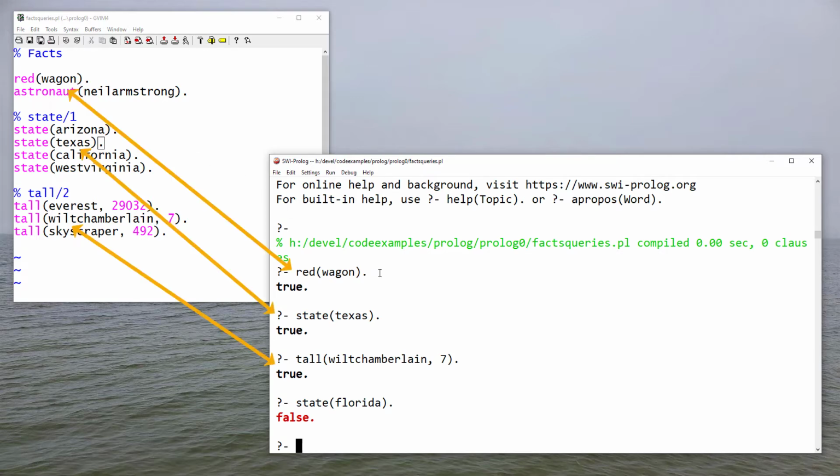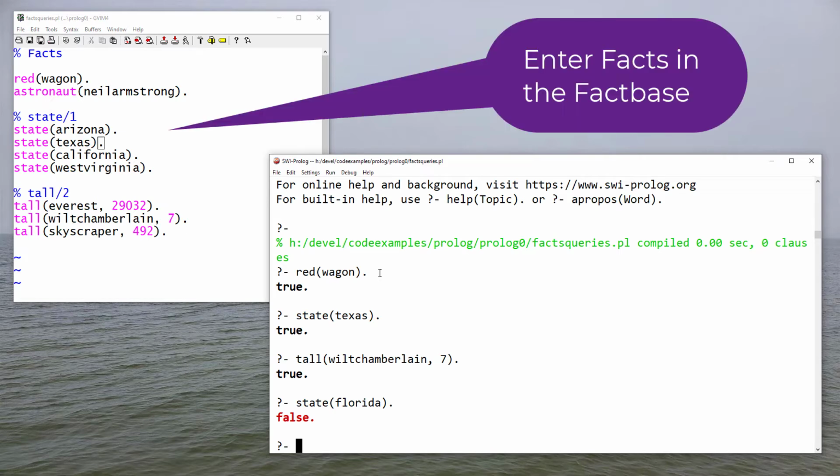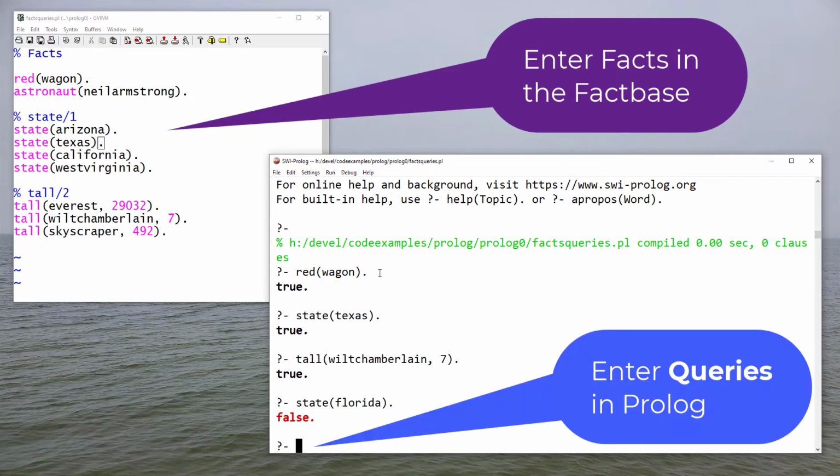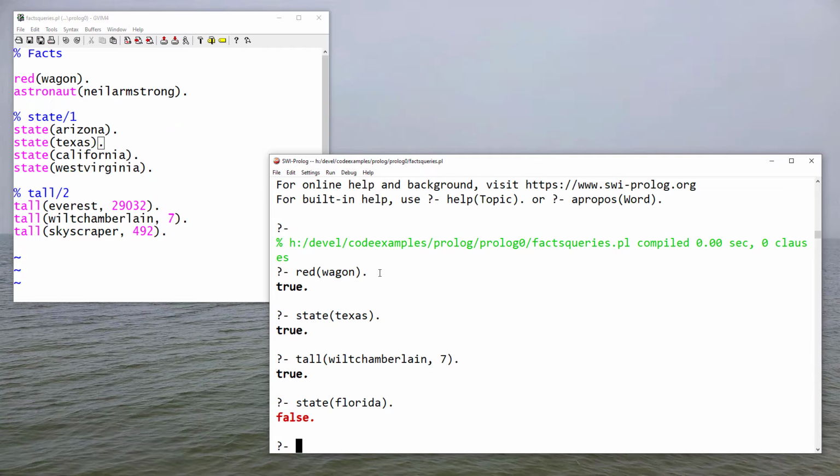So the syntax is actually identical. Hopefully you can see I could have just copied and pasted my queries from the fact base into Prolog to see what the response would be. The syntax is identical. The real difference is when I'm using them. Facts go in the fact base before I consult the file. Then once I've consulted the file, I perform queries with the same syntax on that fact base. So hopefully that clears up the distinction between facts and queries in Prolog.